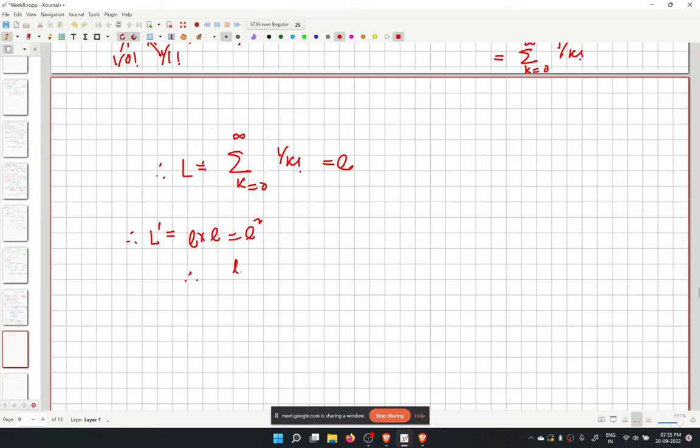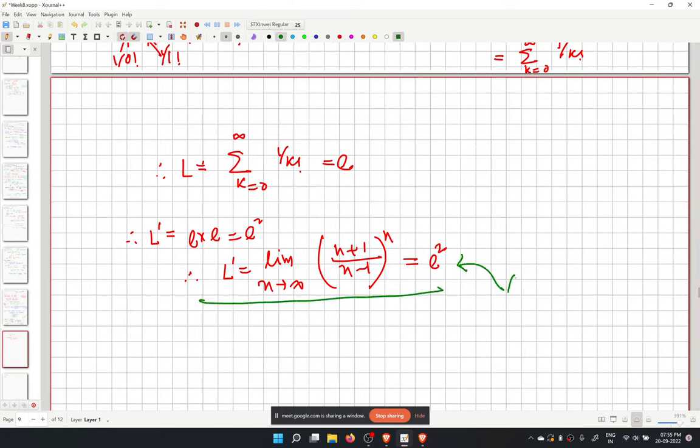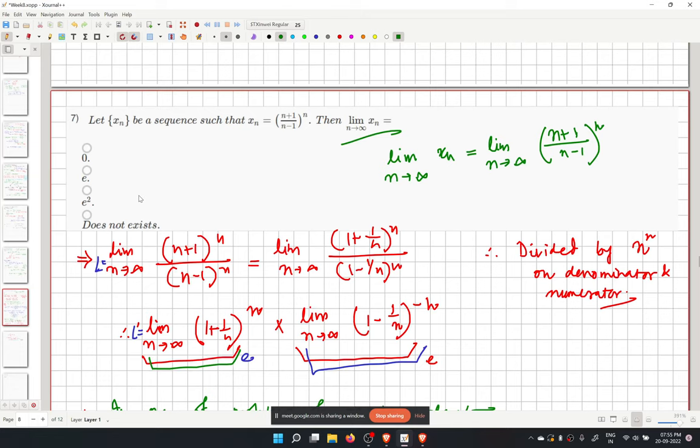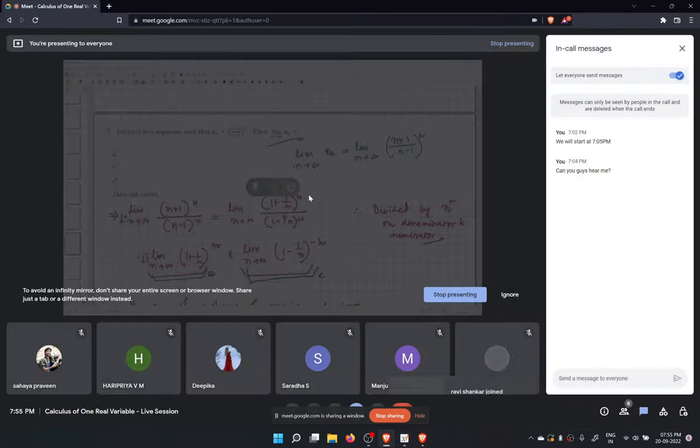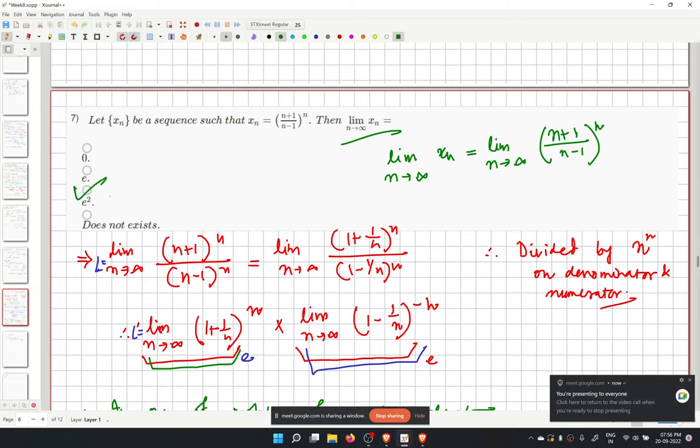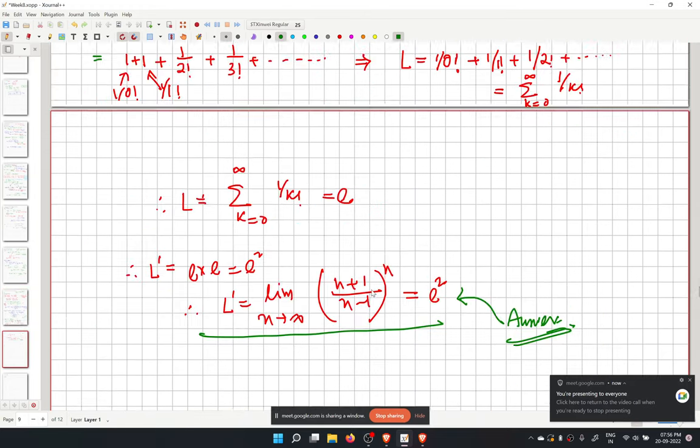So to write it clearly, what is our L prime? Our L prime is nothing but the limit as n tends to infinity of (n plus 1 by n minus 1) to the power n, and that limit goes to E square. So this is the answer here. And if we look at the options, we are going to see that the third option is the correct answer, because it is matching with the answer we have obtained here.